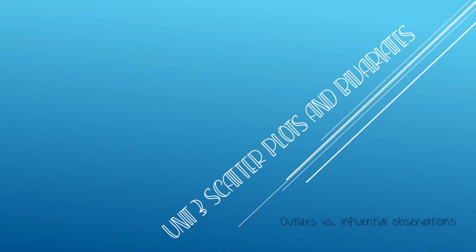Unit 3, Scatter Plots and Bivariates. We're working with outliers and influential observations today.